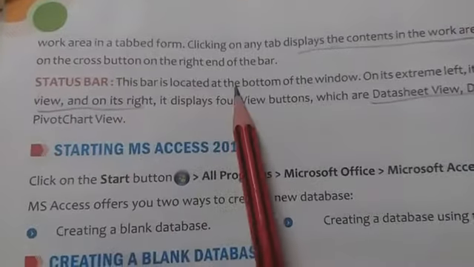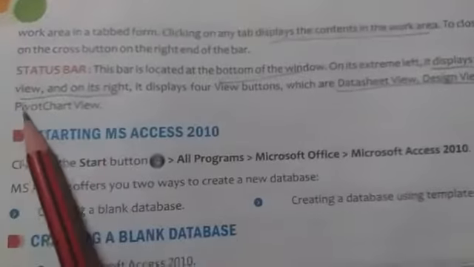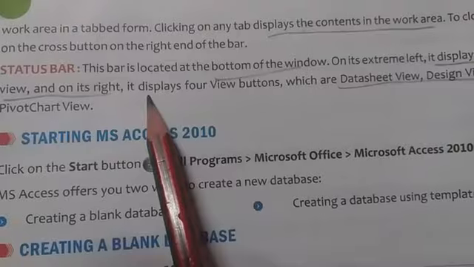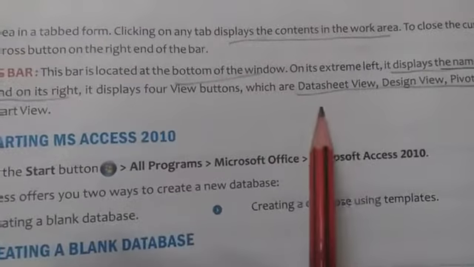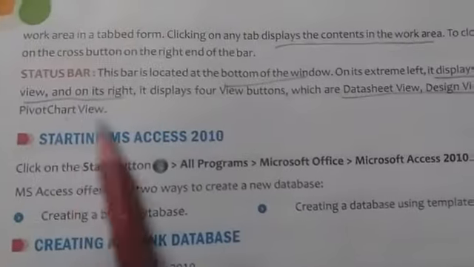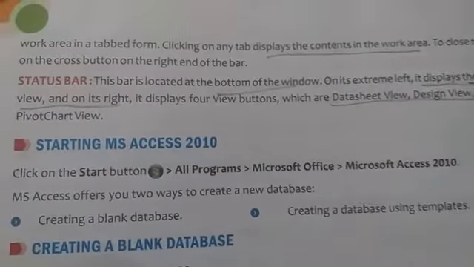So after this we have the status bar. You know very well it is present at the bottom side, and it will display the name of the current view, and on its right it displays 4 view buttons, which are datasheet view, design view, pivot table view and pivot chart view. Yes, these options I will explain further.